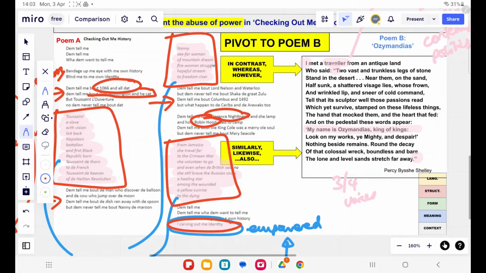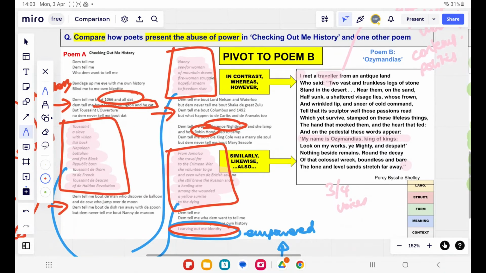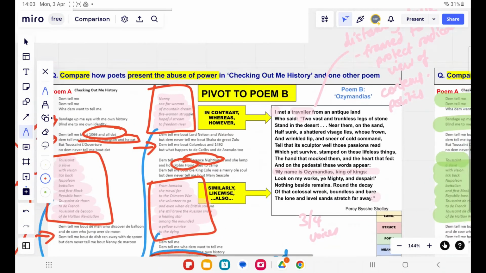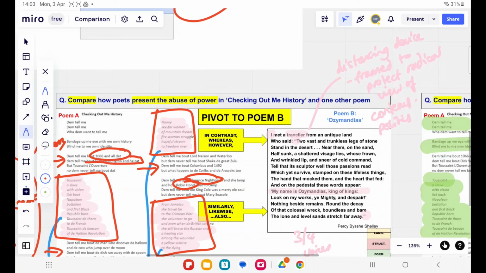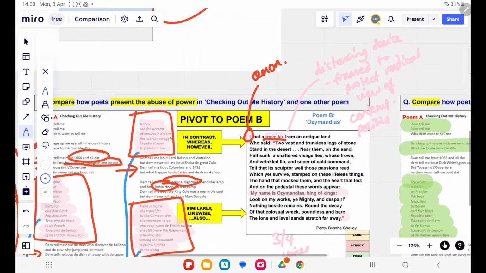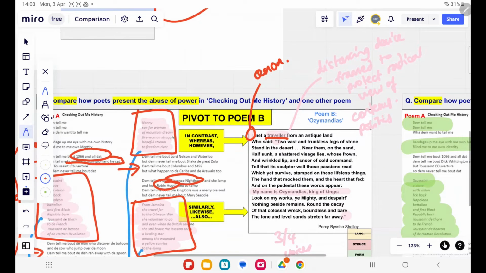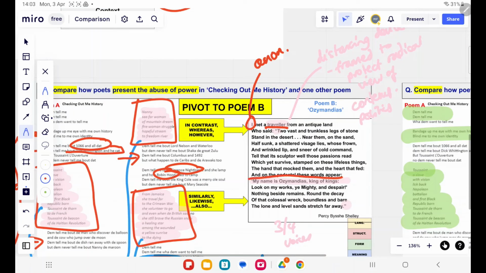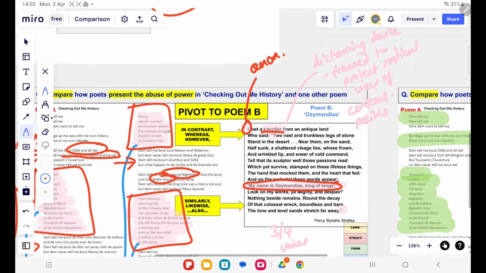Pivoting to Ozymandias, what's interesting here is we have a lot of distancing devices. So structurally, this starts with an I, that's all, an anonymous I. Could be the poet, could be anyone. Then we have this traveller, and then we have this kind of embedded speech, and then we get some more speech here, which is supposed to be that of Ozymandias.